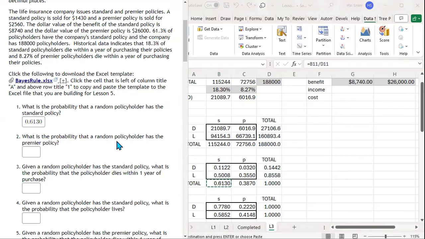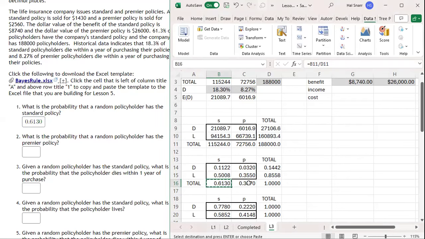Now, what is the probability that a random policyholder has the premier policy? So this right here is the number of people who have a premier policy, and this is the number of people who are policyholders, right? So that would be this number here.